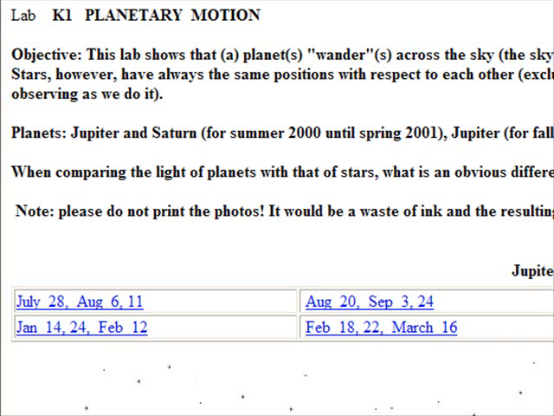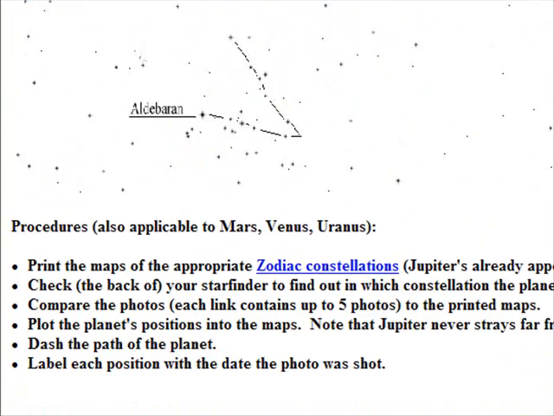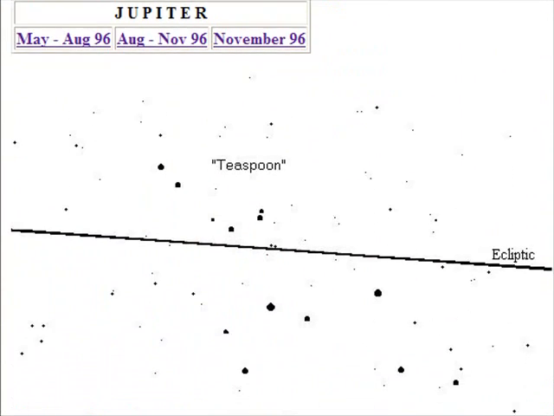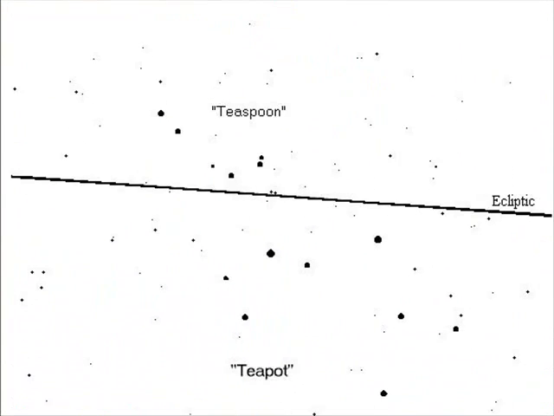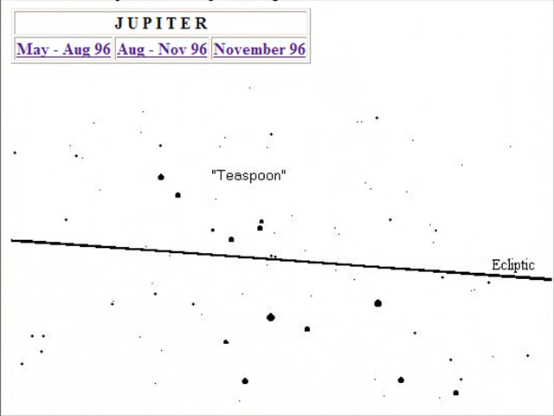This is Lab 2, Planetary Motion. You access my website for planetary motion, and then you're going to scroll a little bit down, actually past the first image, and here it is. You see that here are the images accessible.